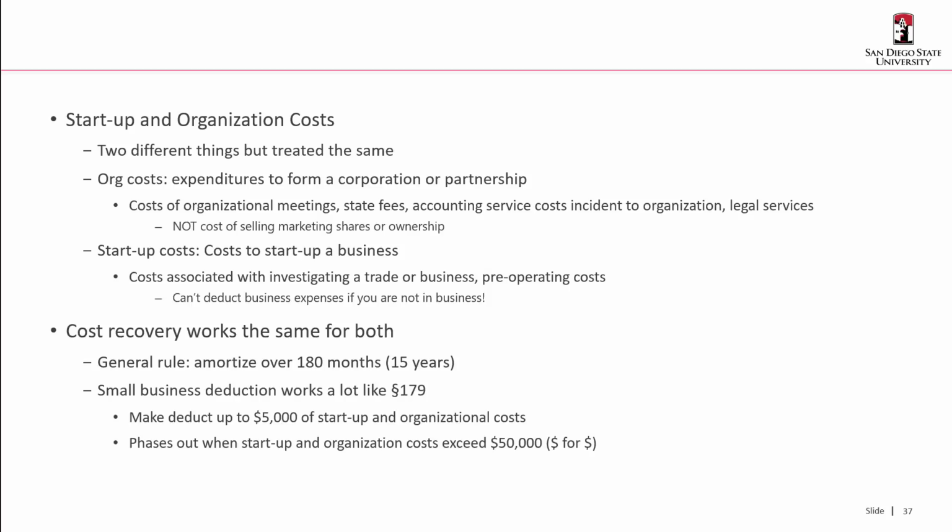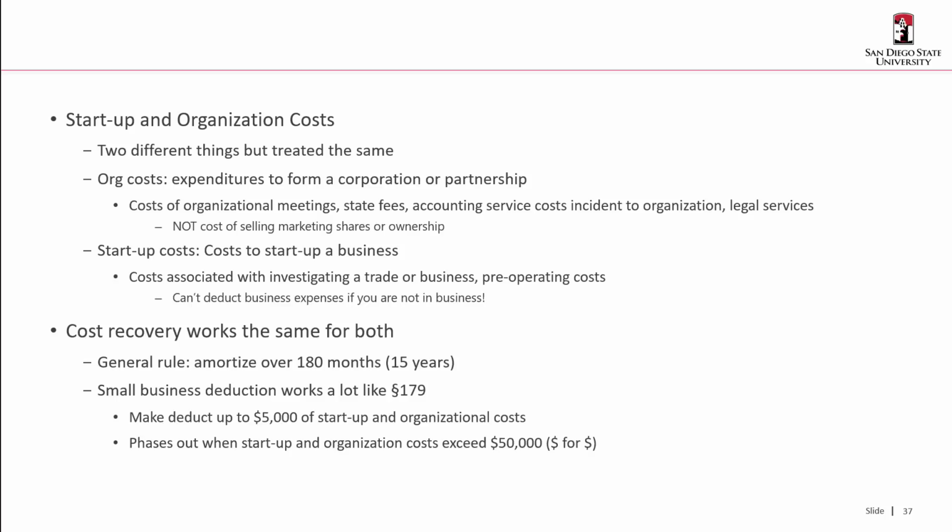However, there's an exception. There's a small business deduction, and it works a lot like Code Section 179, but we haven't even covered that yet, but maybe you have elsewhere, which allows you to deduct up to $5,000 of your startup costs or up to $5,000 of your organizational costs. Remember, we would treat them separately, just in the same way.